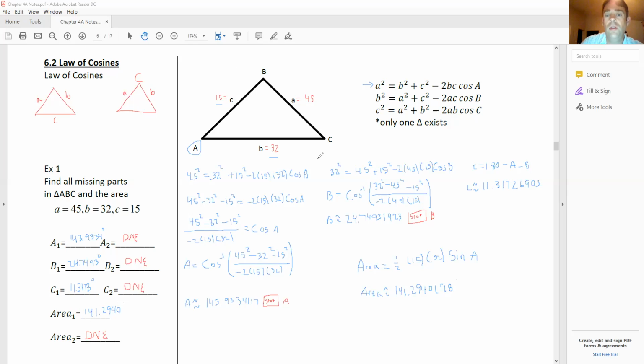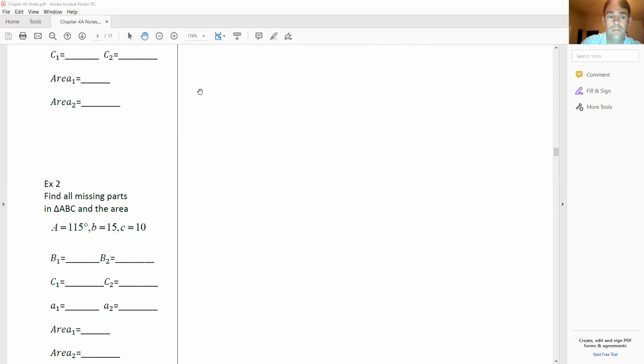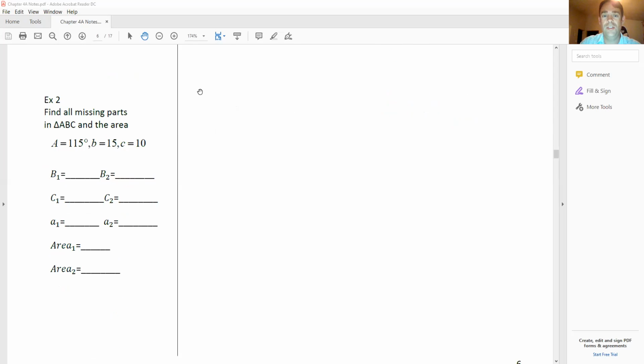If you notice down below it is example 2. So I want you guys to go ahead and pause the video. You can use this one as an example here. Pause the video and go ahead and solve example 2, and then we'll talk about it. All right, let's see how you guys did.